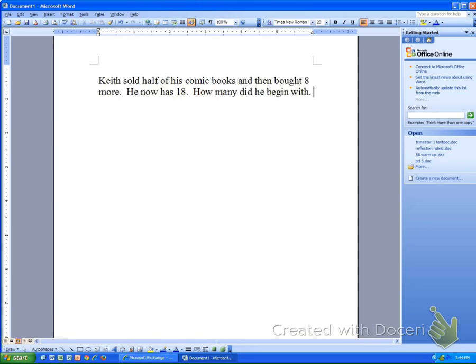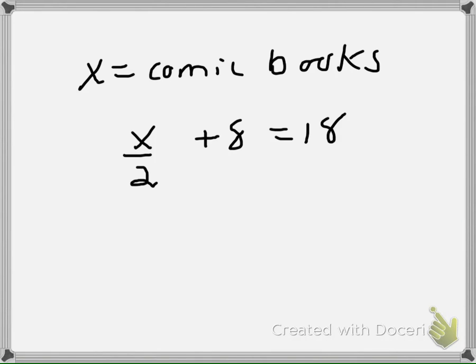In this case, the thing I don't know about is how many comic books he had before he sold half of his comic books. So I said x equals the number of comic books that he had in the beginning. That's how I'm defining my variable. This part should be on your paper as well. I always want to see this.